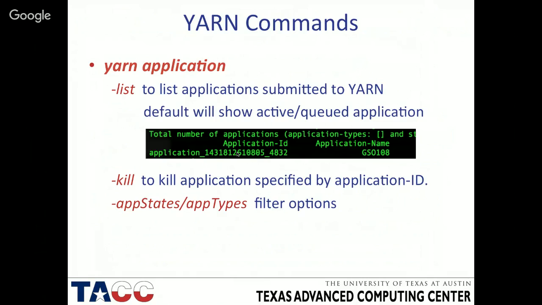The other parameter lets you specify what type of application. By default, it's only going to show all the currently running applications inside the HDFS. But if you specify that you want to see all, it will also show you all the jobs that have been completed before or all the jobs that have been killed before.